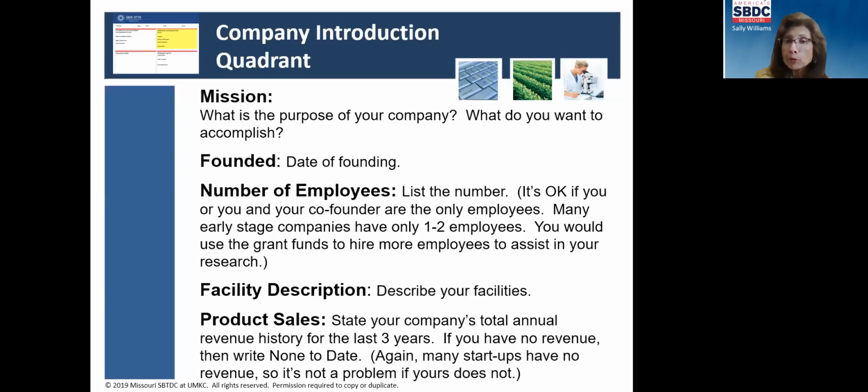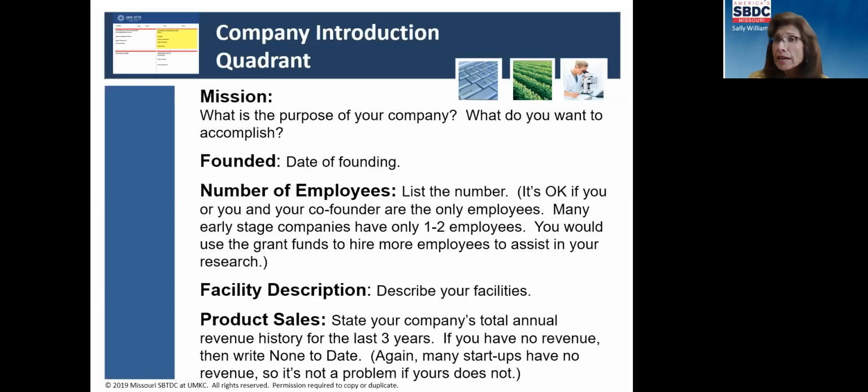Just put the date of your founding, list the number of employees, and don't worry if you are the only employee or you and your co-founder are the only employees. Many, many, many early stage companies only have 1 or 2 employees. That's not an issue. If you are awarded the grant, you'll use that funding to hire more people to conduct the research. So don't worry about that, but it's how many employees you have today.